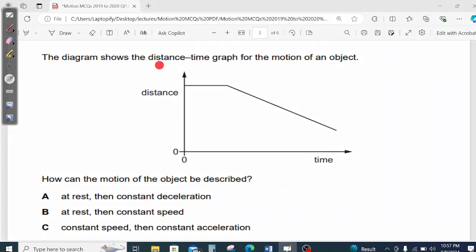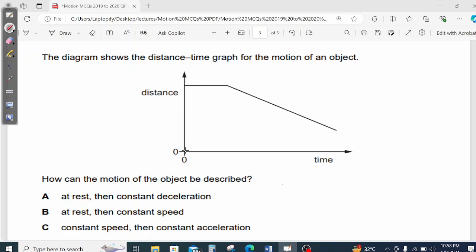The diagram shows the distance-time graph for the motion of an object. This is the distance-time graph. In a distance-time graph, when you get a horizontal line that is parallel to the time axis, it means the distance of your body is not changing. It means the body is at rest. But if you look at this one, a straight line moving downward or a straight line moving upward, just like that.